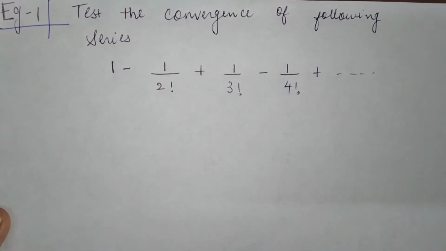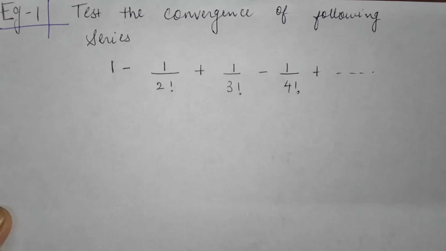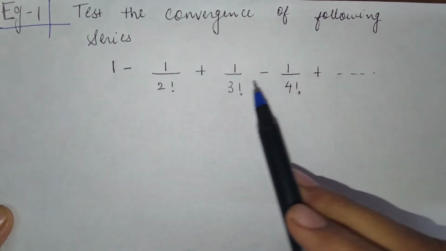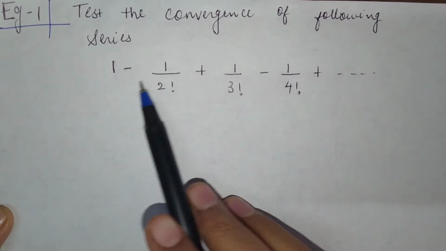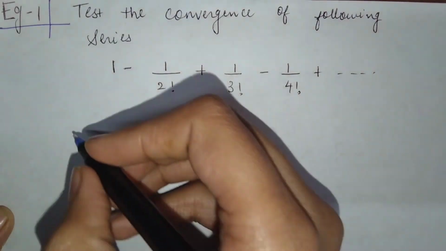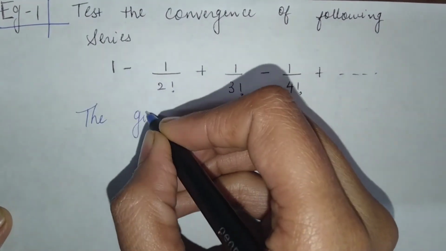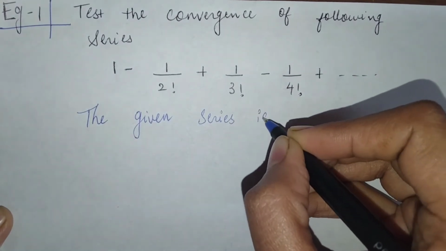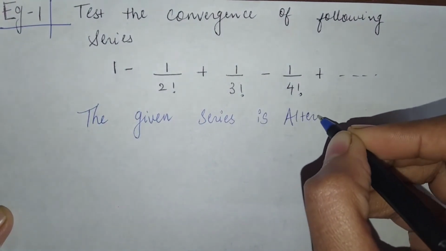So example 1. Test the convergence of the following series: 1 minus 1 by 2 factorial plus 1 by 3 factorial minus 1 by 4 factorial plus and so on. Here we can see that the series is given in the minus plus form, which means we can say that the given series is alternating. The first step you have to write is that the given series is alternating.